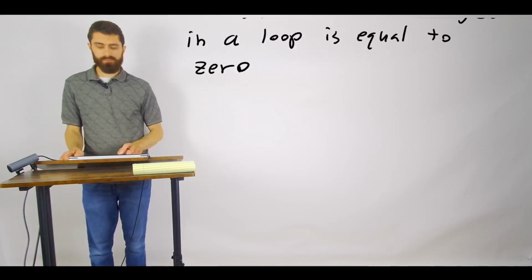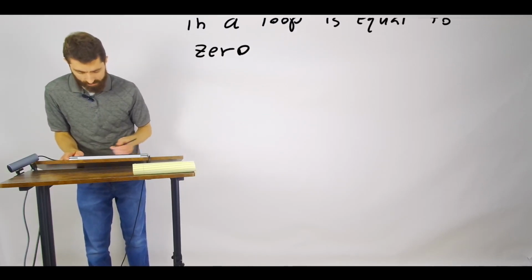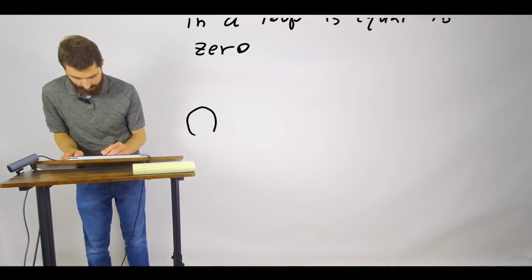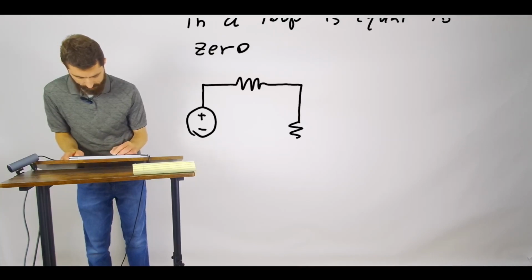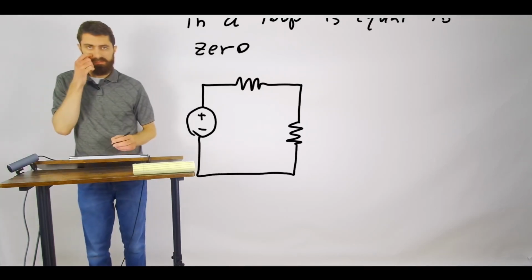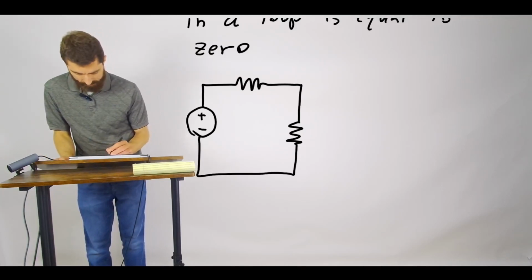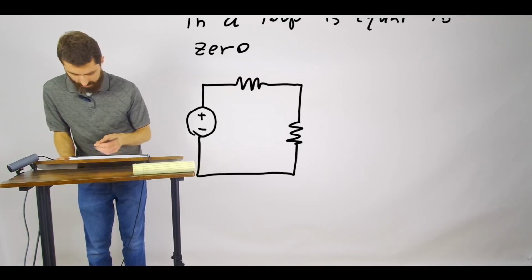So, for example, let's take a very simple circuit here. And let's go ahead and say that we've got a certain voltage across this resistor.